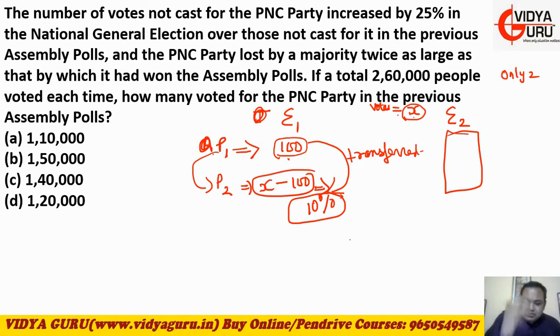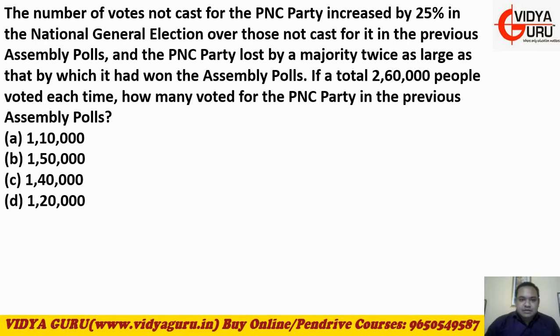Now let us read out this question. So what is the question telling? The number of votes not cast for PNC party. So there are 2 parties. Let's call them PNC. And what is the other party? Other party's name is not mentioned. So let's call them opponents, opposition or opponent. So the number of votes not cast. So if somebody is not giving vote to you, it means that person is giving vote to your opponent.